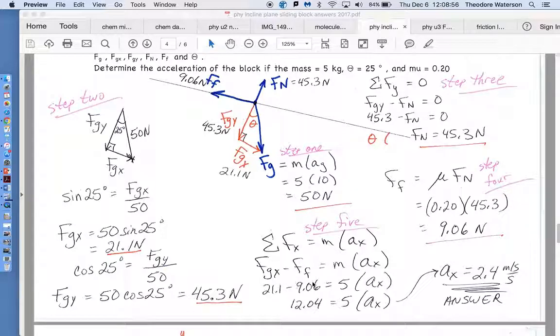So I just subtract, that's how you find the net or sum force. Subtract to get your net force in the direction of motion. Divide that by the mass, and you've got its acceleration.